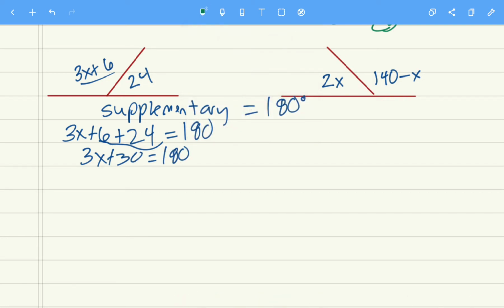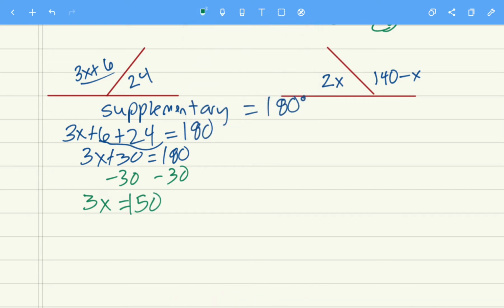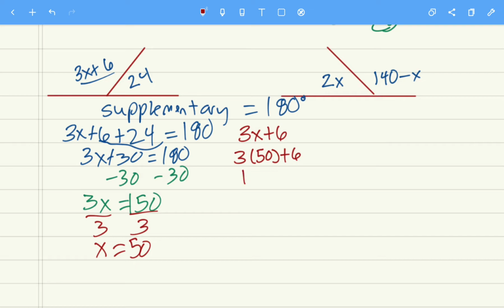So 6 plus 24 gives us 30. Let's subtract 30 from both sides. So now we have 3x equals 150. Jumped ahead there. Divide both sides by 3. So now we have x equals 50. Plug it back into our original equation. 3x plus 6. Replace the x with 50. We get 150 plus 6, which gives us 156 degrees. And that is our answer.